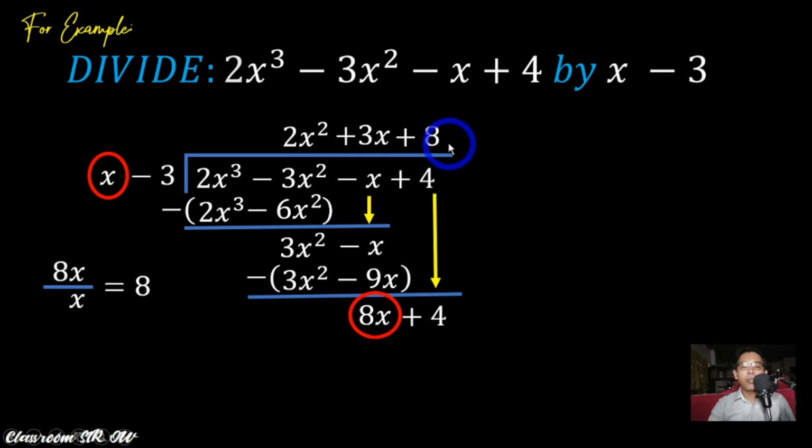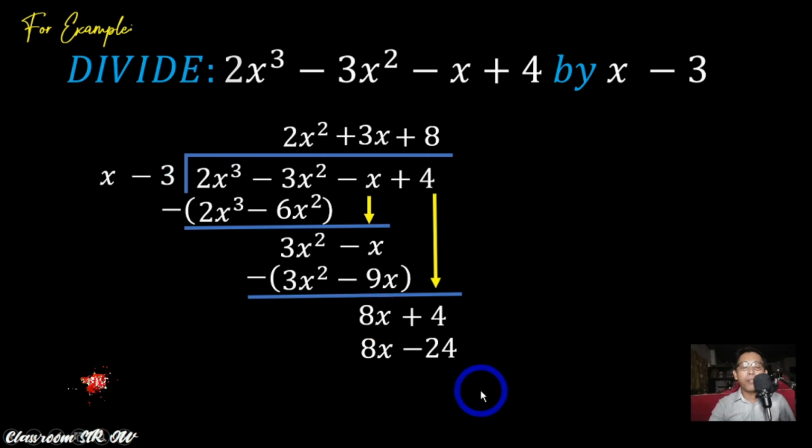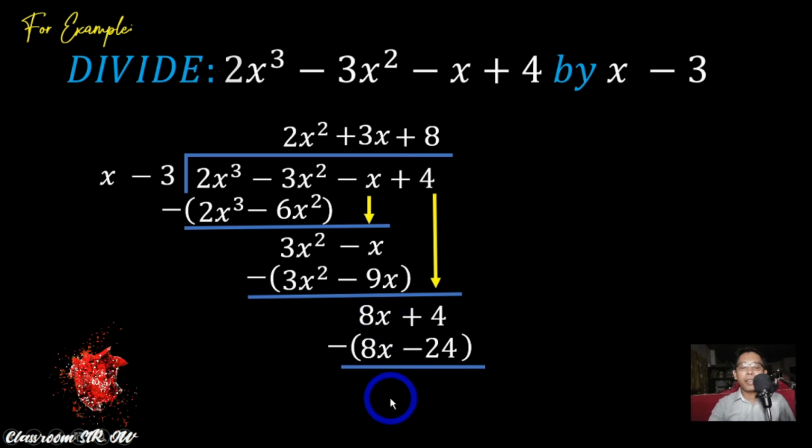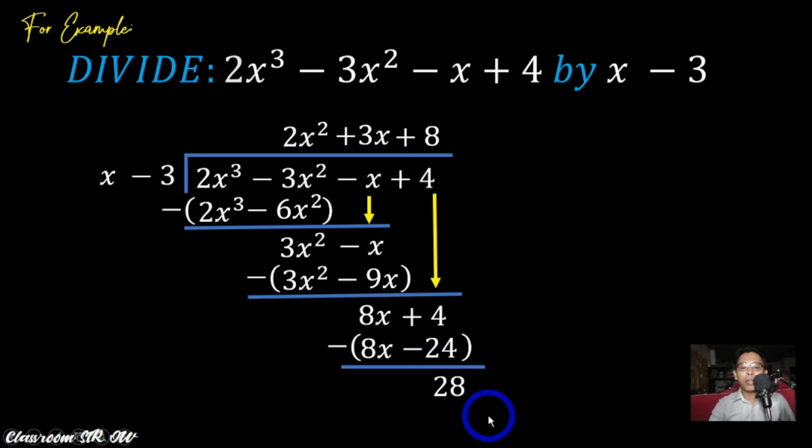And after that, we will multiply positive 8 and x. 8 times x is 8x. And 8 times negative 3 is negative 24. Then we will subtract them again. 8x minus 8x is 0. And for 4, this negative becomes positive, so that is 28. And if you notice, we cannot divide 28 by x minus 3 anymore. So 28 is our remainder.